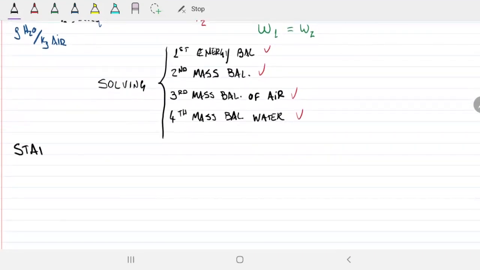So state one. How do I know state one? I know my state one has a temperature of 10 degrees Celsius. That's my dry bulb temperature, and it has a relative humidity of 70%. With that information, I can go on the chart on A31, or I can use a calculator, either way, and I can extract all the other properties related to these psychrometric charts. So let's do that together.